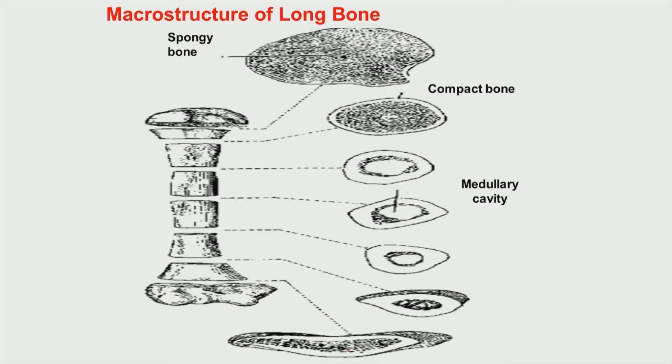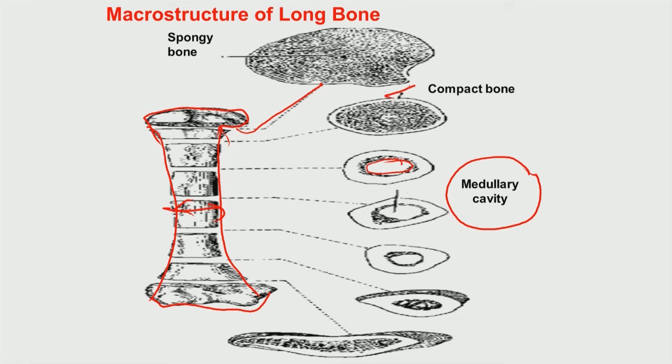This is the macrostructure of the long bone structure. As you can see, it is a relatively large bone structure where the length is much greater than the width. Now, various sections of this long bone structure have been shown. These are the 2D sections. In the 2D sections you can see that the internal structure shows a more spongy bone structure, and also a hollow region which goes along the length of the bone. So, you have the medullary cavity and you have the compact bone as well.